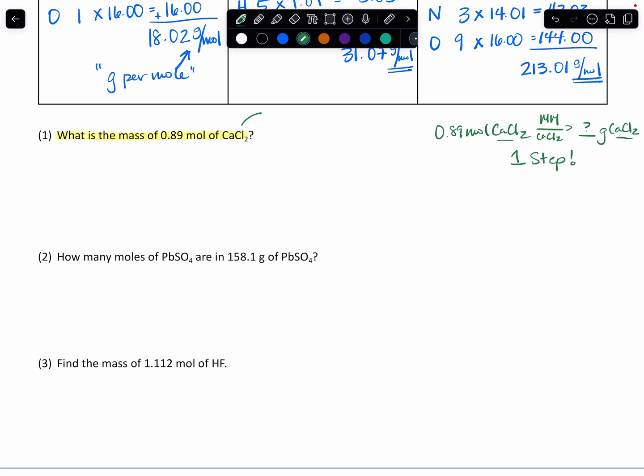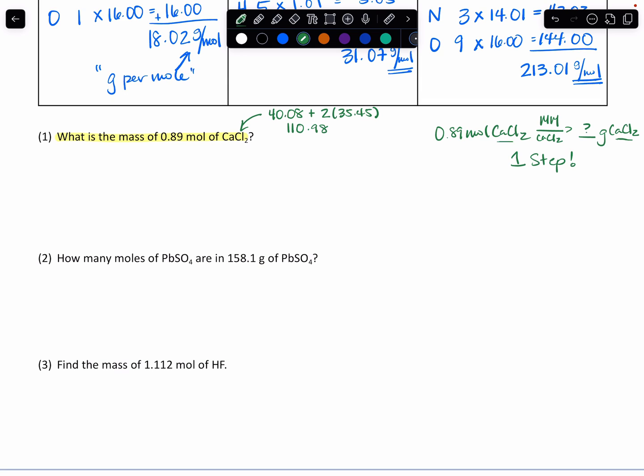So I'm going to calculate the molar mass of CaCl2. I have 1 calcium, that's 40.08 grams per mole, plus 2 chlorines at 35.45 grams per mole. And if I put all that in my calculator, I'm going to end up with a molar mass of 110.98 grams per mole. So that's my molar mass.